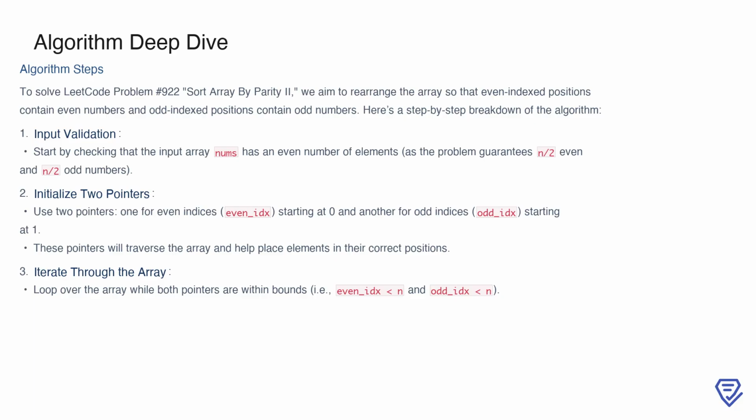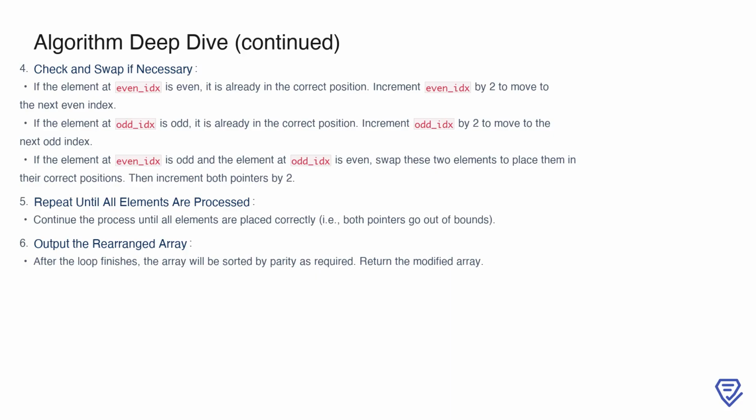This setup is the foundation for the swapping and placement logic that follows. The core of the algorithm lies in checking the values at the current pointer positions and swapping elements if necessary. If the value at even_idx is already an even number, it's in the correct place, so we simply increment even_idx by 2 to move to the next even index.